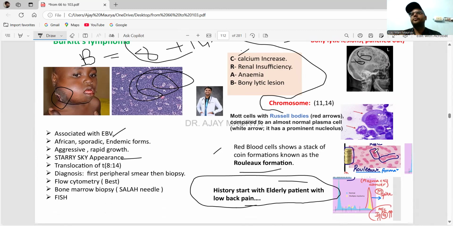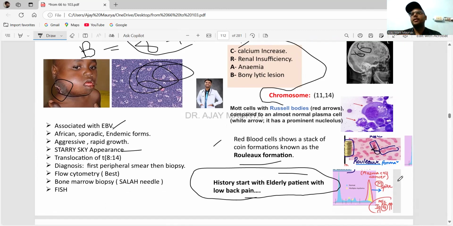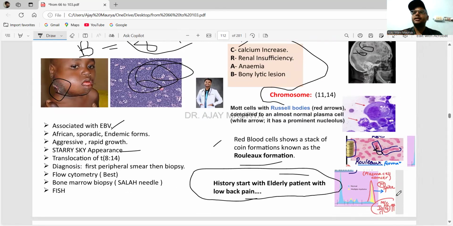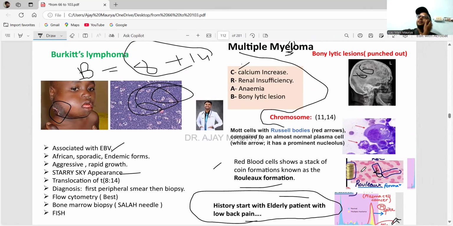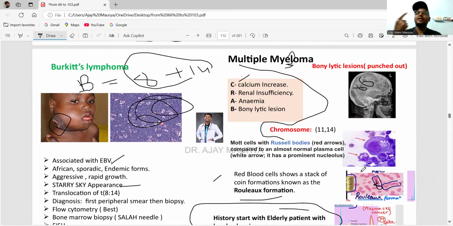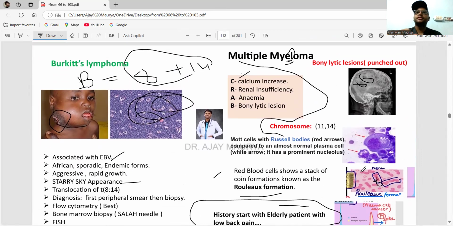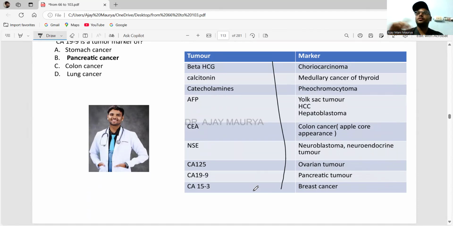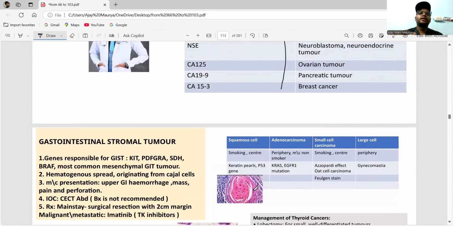Most commonly we'll see an IgG spike, which also increases here in multiple myeloma. Just remember the tricks for how you are going to solve the questions. These are the tumor markers that you have to study. Read these tumor markers. It's your time to read.